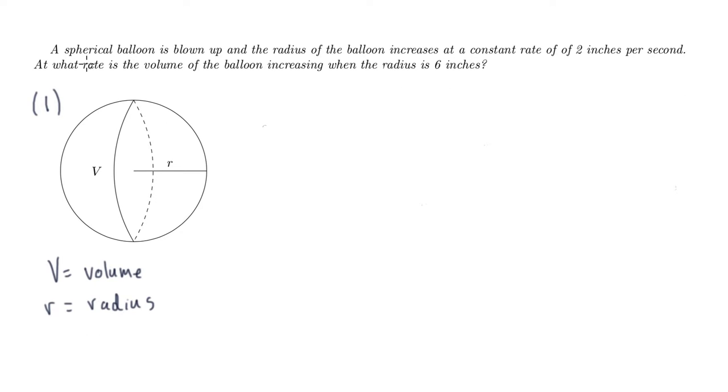So what do I know? Okay, so a spherical balloon is blown up, and the radius of the balloon increases. So let's highlight this. Radius of the balloon increases at a constant rate. And here's the key word right here. When you see the word rate, you should immediately think rate of change or derivative. What this sentence is telling you is the rate of change or the derivative of the radius with respect to time. So here's what I know.